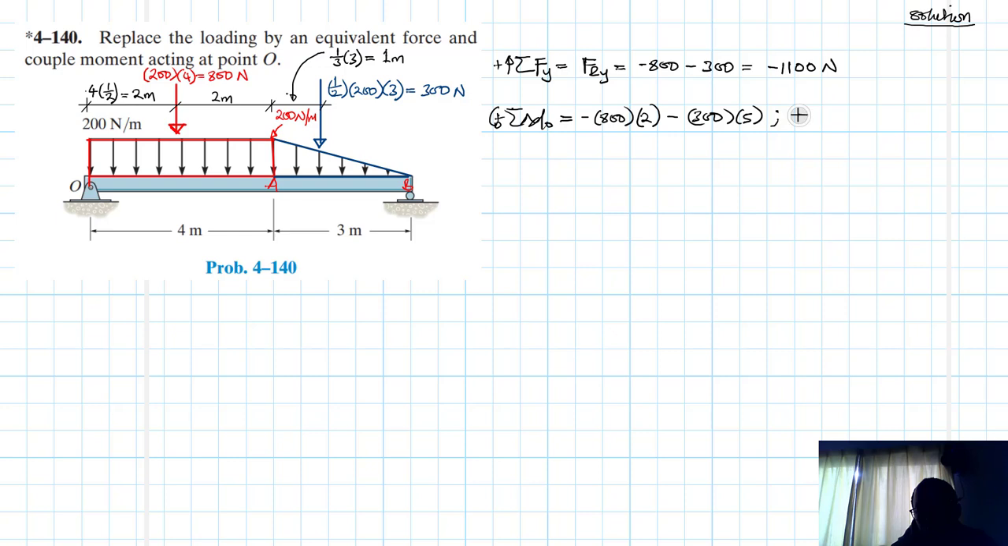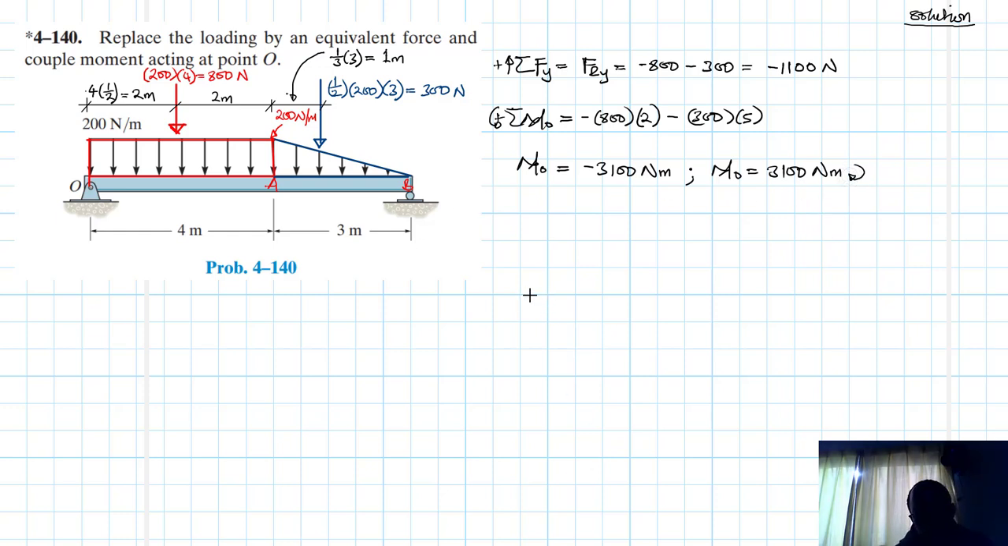And then this summation of moments, or just the moment about point O, let me just write it down here. This moment is just going to be equal to 800 by 2 and 300 by 5. So we are going to have a minus 3100 newton meters. Or you can also write this as 3100 newton meters, and this one is clockwise.